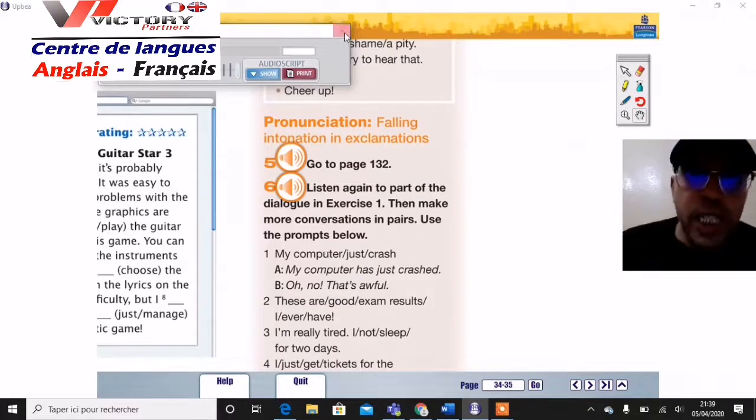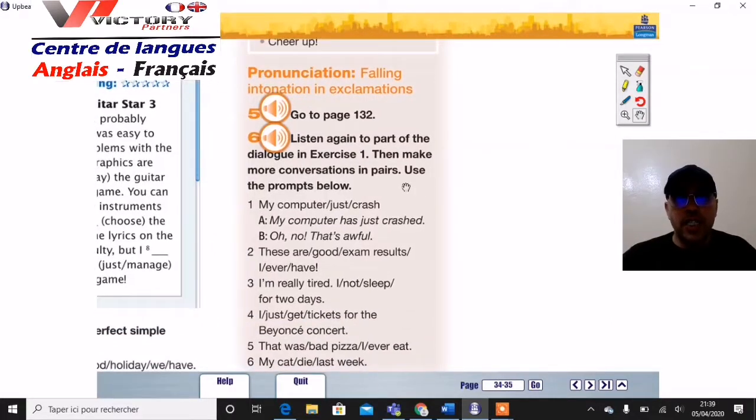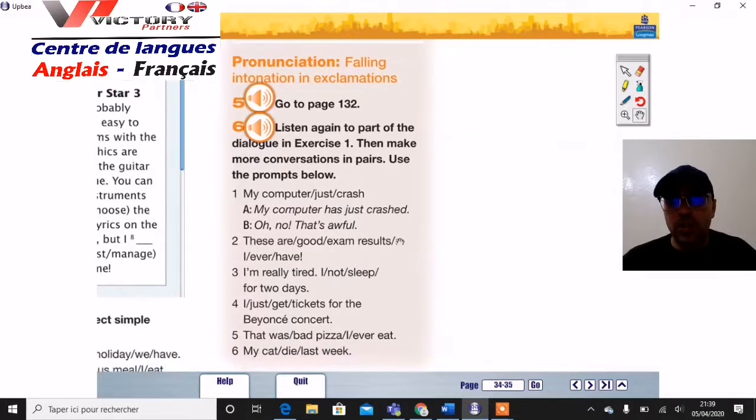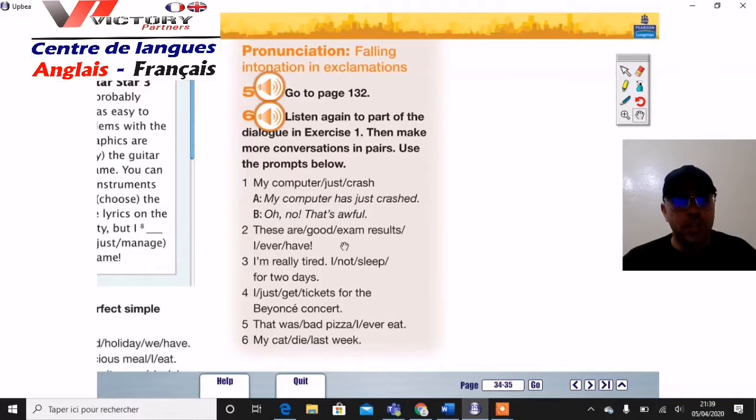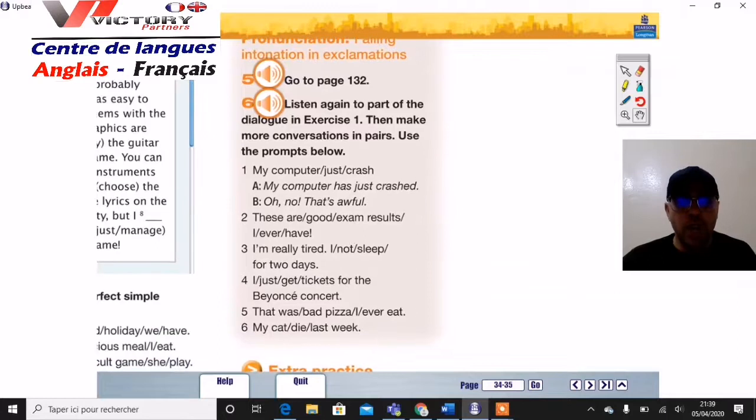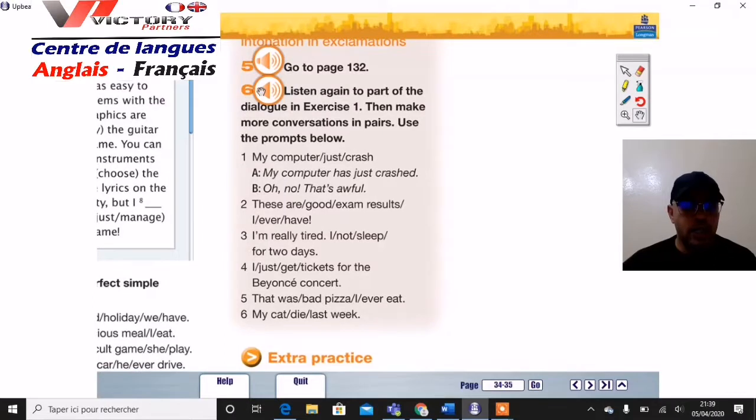Okay, now let's move to the next exercise, which says listen again to part of the dialogue in exercise 1. Then make more conversations in pairs. You are going to work in a group of 2 people. So this is working in pairs. Use the prompts below. You have got some prompts here. You are going to listen to this part and then make more conversations. Okay, so listen, please.